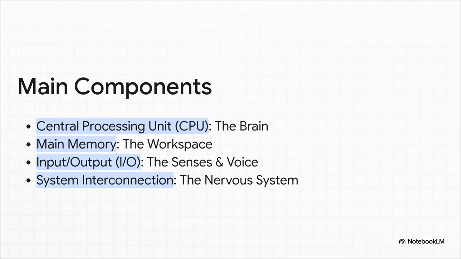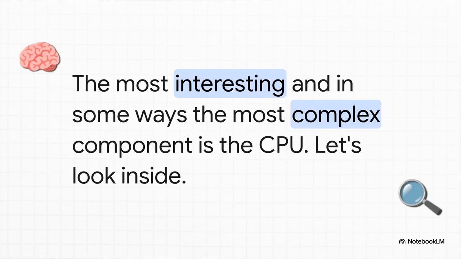Then you have the main memory, which you can think of as the computer's short-term workspace. After that comes input/output, or I/O. These are the computer's senses and its voice, the way it communicates with us and other devices. And finally, tying it all together is the system interconnection, which is kind of like the nervous system, a bunch of wires that let all the other parts talk to each other. Now, of all those pieces, the CPU is hands down the most interesting and the most complex part. So, you know what we're going to do. Let's zoom in even further and see what's going on inside.